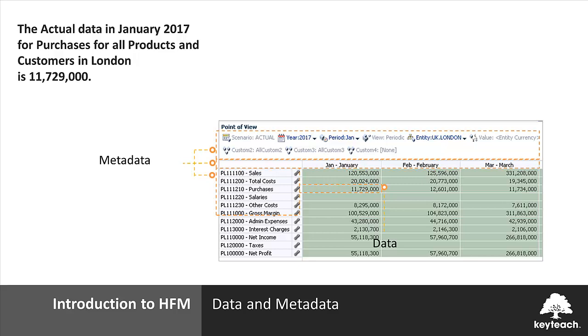So HFM is a powerful application that allows you to manage financial information, and that financial information presents itself in the form of metadata that relates to the dimensions, and parked within the metadata is the actual data values themselves. So to give meaning to a data value, we need to look at the metadata or the dimensions that wrap that data. So here we're not just looking at an isolated number, we're looking at the actual data for a particular period of time, for a particular year.